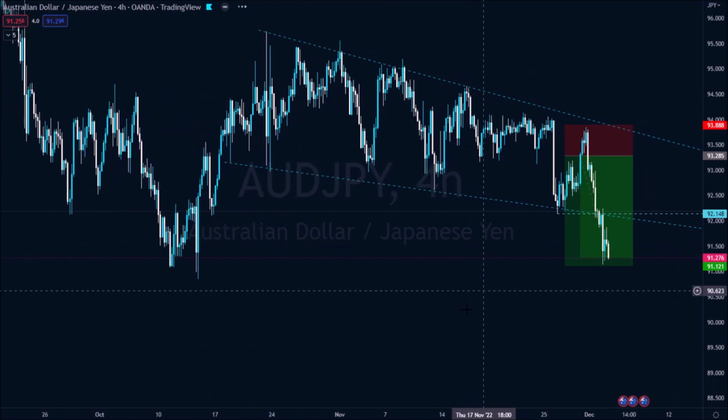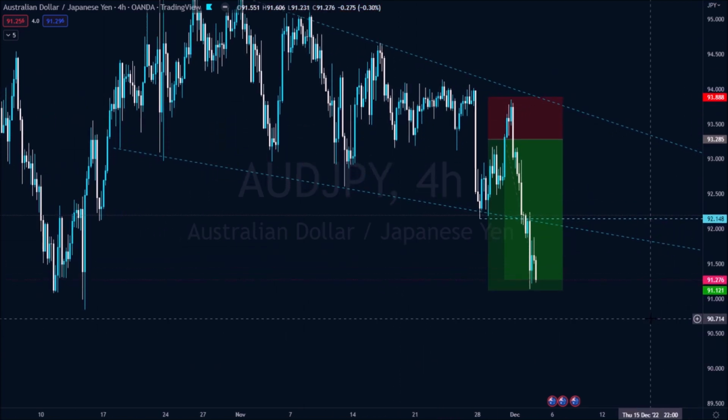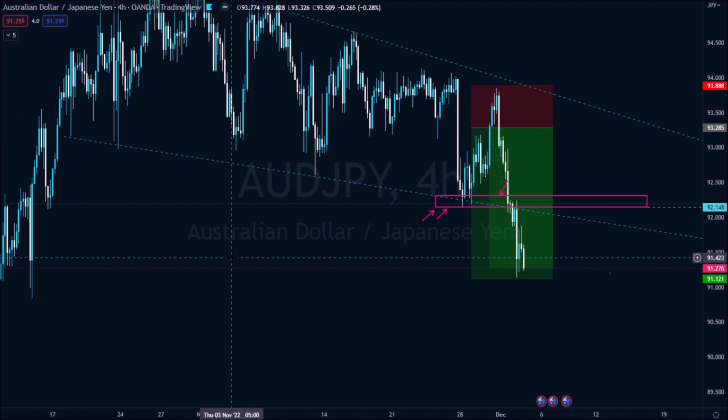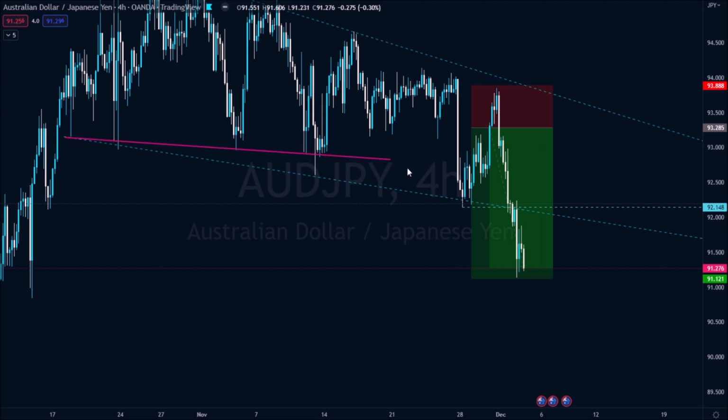So just looking at previous structure now, where I would like to get back on board Aussie yen if we can. Here is the next area of structure that I can see. Clear support here, clear resistance. We also have, if we take a look at this, support. Any pullbacks into this area of confluence, this is where I'll be looking for another leg lower in Aussie yen.